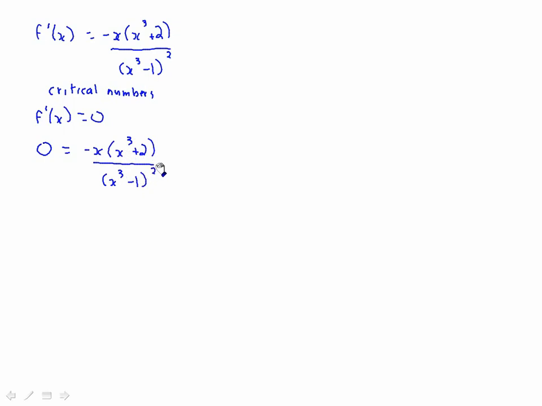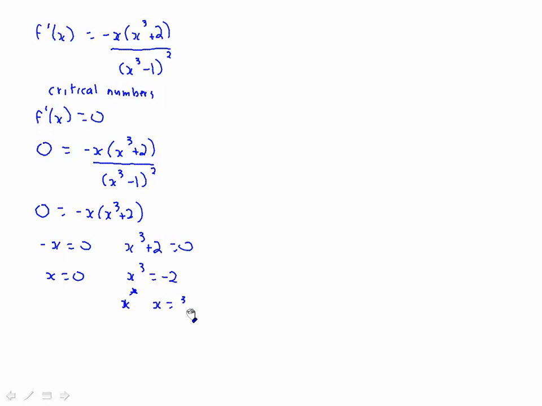Now recall that when you're trying to set this rational expression to 0, we care only about the numerator. So 0 is equal to negative x times x cubed plus 2. We solve this, and we get negative x is equal to 0, and also x cubed plus 2 is equal to 0. So our two critical numbers will be x is equal to 0, and x cubed is equal to negative 2. Don't bail out on that one, because we can take the cube root of a negative number, just not an even root. So the cube root of negative 2.